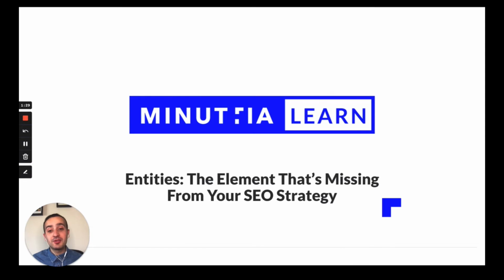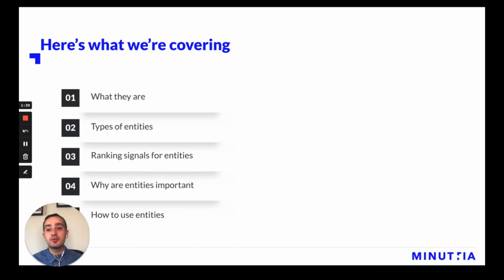As I mentioned, in today's video we're going to discuss entities, and more specifically we're going to see why entities may be one of the elements that's missing from your SEO strategy. We're going to talk about what entities are, what the different types of entities are, what the ranking signals for entities are, why entities are important for content creation and SEO, and how to use them as part of your content SEO strategy. So let's get into it.